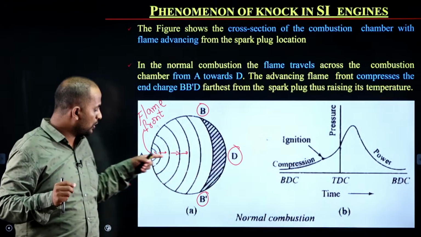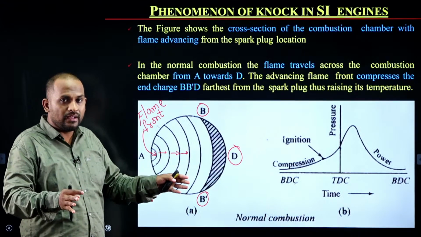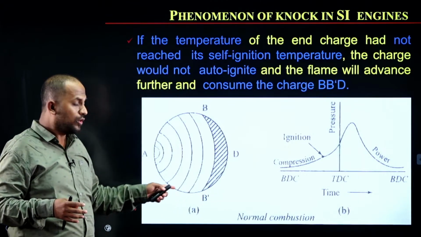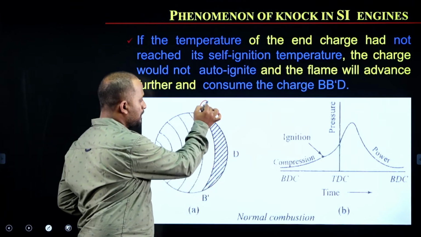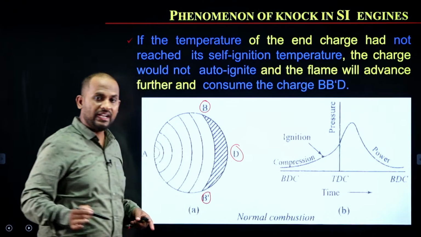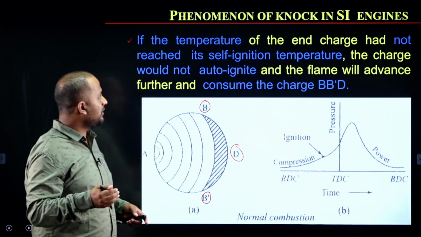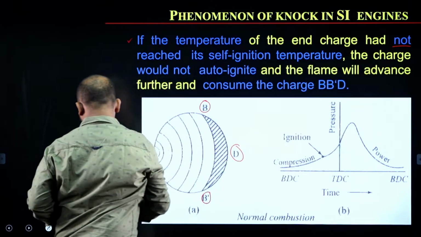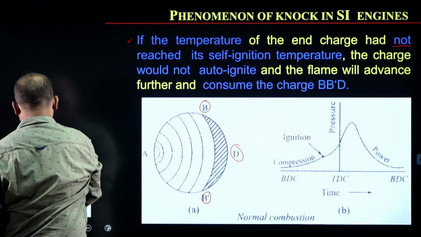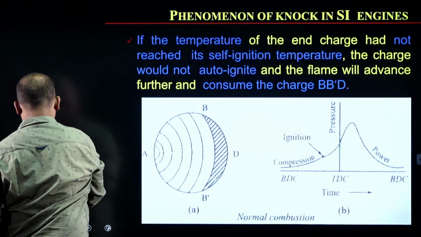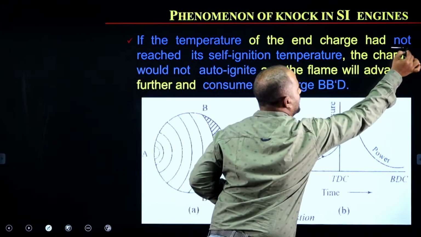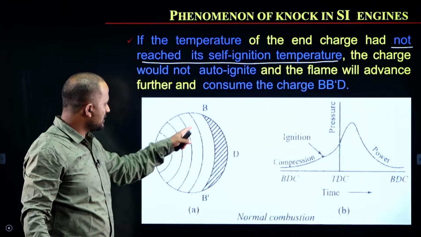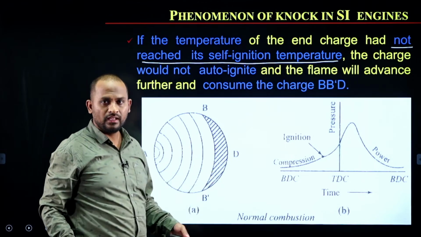So because of the flame propagation, it is expanding, and these particles will be feeling a compression and their temperature will be increasing. Now if the temperature of the particles present at B, B dash and D has not reached its self ignition temperature, then what happens?